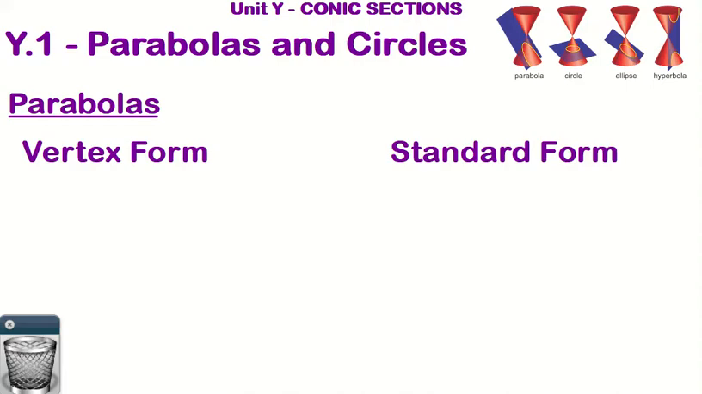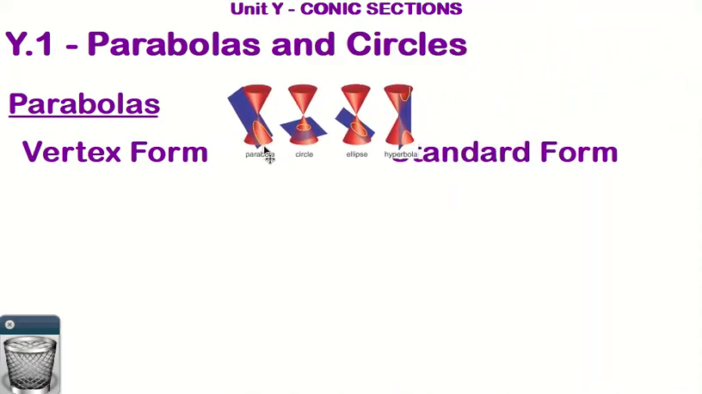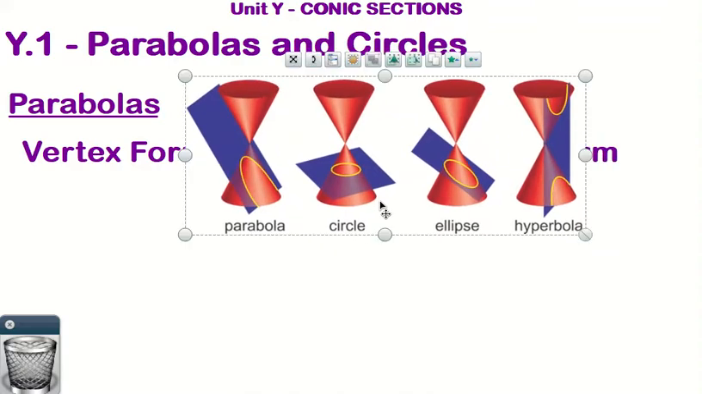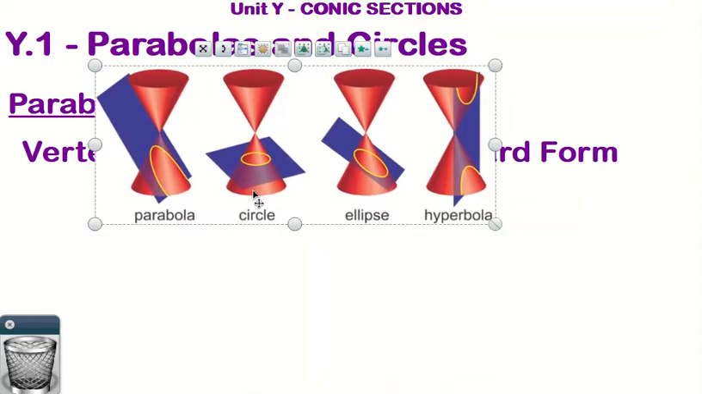So I'm going to call it Unit Y, kind of like how Unit X was with matrices. I'm going to call this Unit Y, and it's about conic sections. What that refers to is almost literally a cross section of a cone or a couple of cones like this. So there's four major ones.